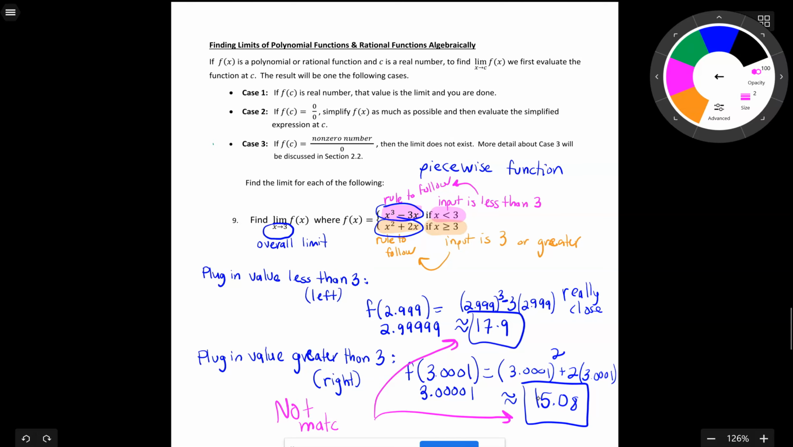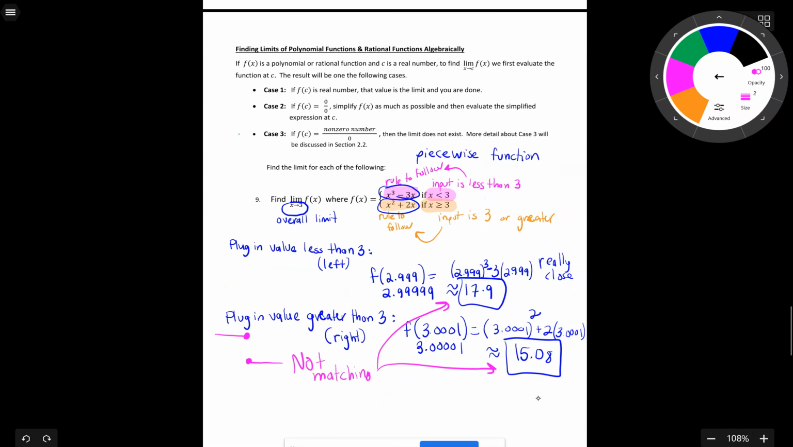If they're not matching, that means the heights would be different. There'd be a jump. On one side, it's approaching a height of 18. On the other side, it's approaching a lower height. They're not going to match. So we would just say this limit doesn't exist. So overall, the overall limit as x approaches 3 of this function does not exist because they're not matching.